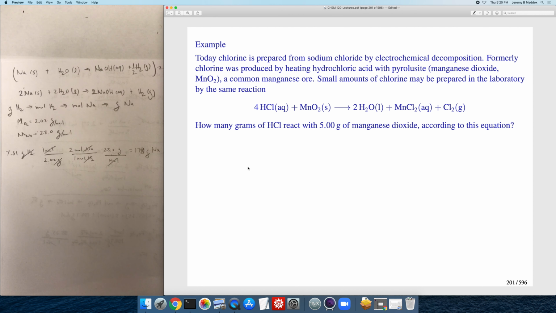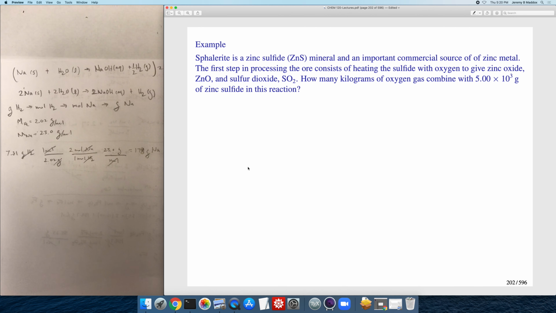Here we have another example of a gram to gram conversion. So I'm going to leave this one for you as an exercise. The next problem that we have here, it's one of these where you have to come up with the reaction. I'll go ahead and let you do that, practice your balancing. But again, this is going to be a grams to grams conversion. Well, I guess they want the final answer in kilograms. But it's more or less the same as the last two examples that we've done.